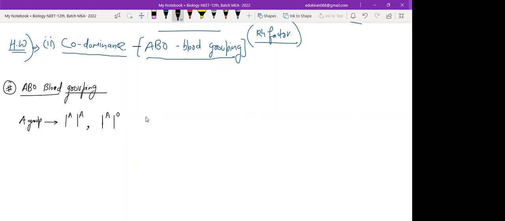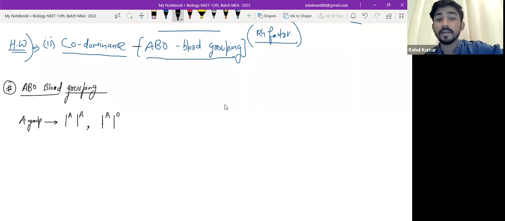Or were you thinking that one parent gave A and the other one gave B? Yes. So if one parent gave A and another gave B, then what will be the blood group? You are saying it will be A? Now that is where the codominance part comes in. So for A group, these are the only two possibilities.